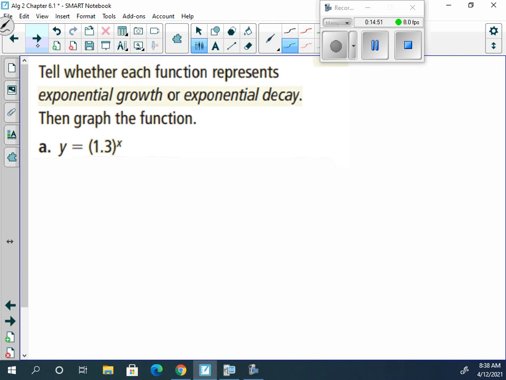Let's look at the next one. Tell whether each function represents exponential growth or decay, and then graph it. And kind of we've been more or less graphing. I'll actually graph this one here. What do we think? Growth or decay? Even though it has a decimal? It's still greater than 1. Because the value of b, 1.3, is greater than 1, it's still going to be considered a growth.